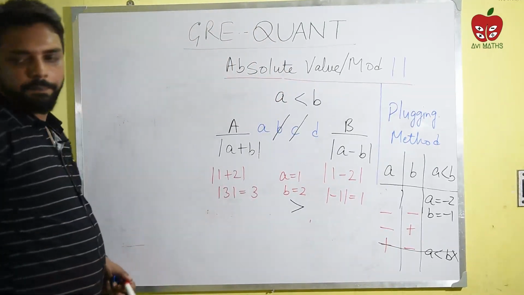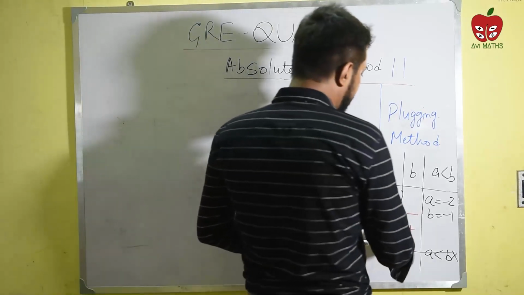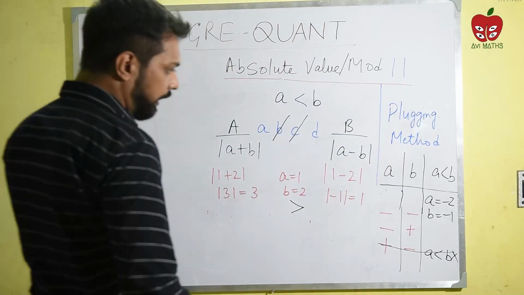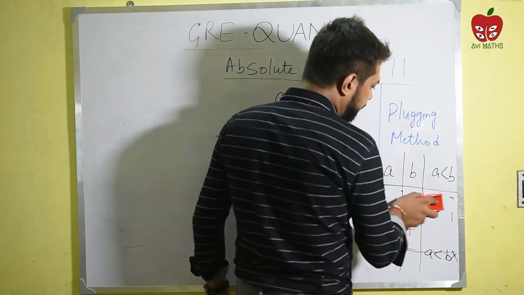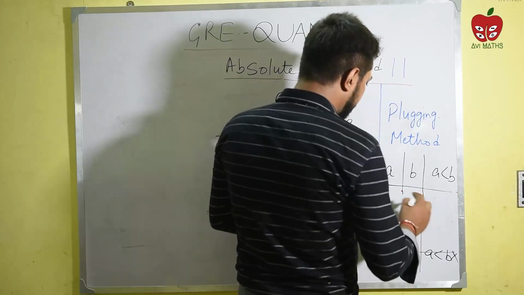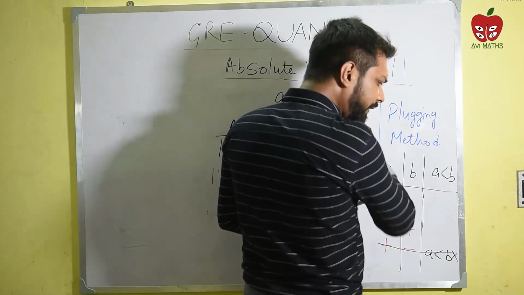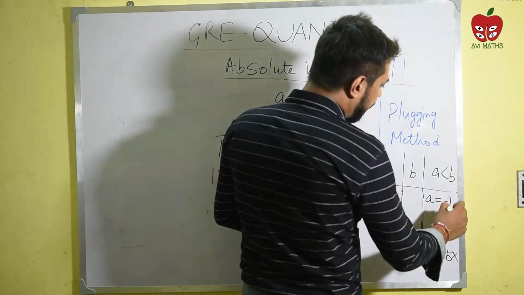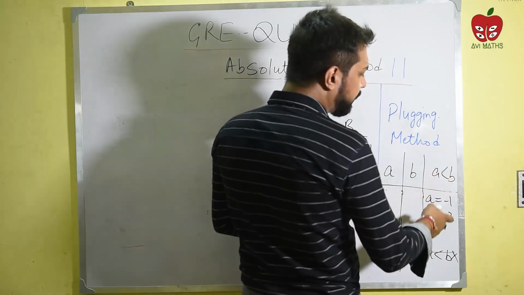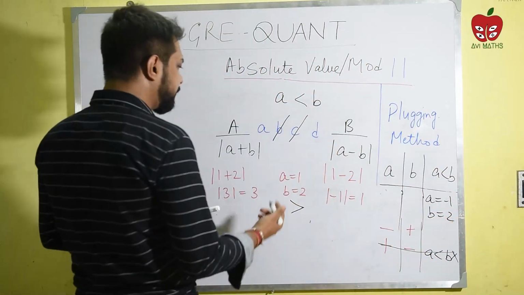Now, my third case, that A is negative and B is positive. So let me take any value for the third case. A is negative and B is positive, so you can take any value. Let's say A is -1 and B is 2. Are these values fulfilling the condition? Yes, 2 is greater than -1, because B should be greater than A.